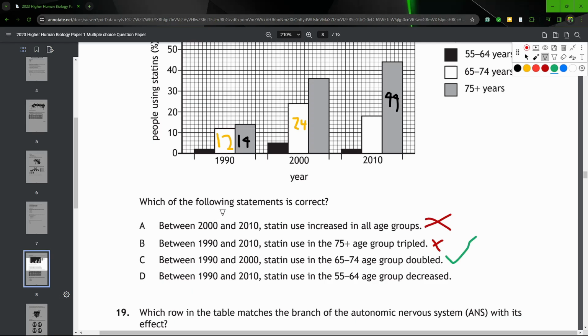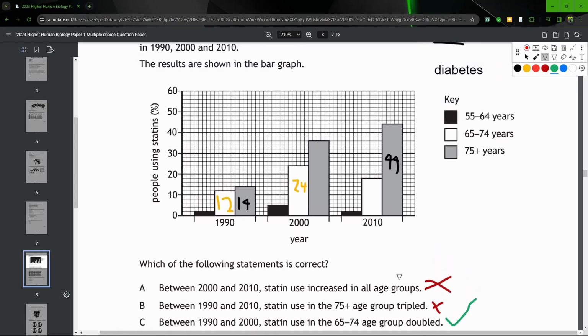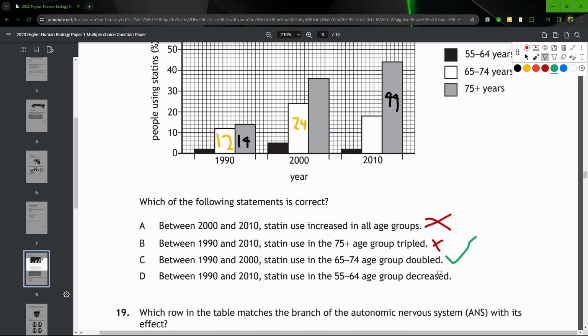We'll do D. Between 1990 and 2010, statin use in the 55 to 64-year-olds, so the black one, decreased. Well, as we've previously established, they've stayed the same. So that's got to be a dud. So it has to be C.